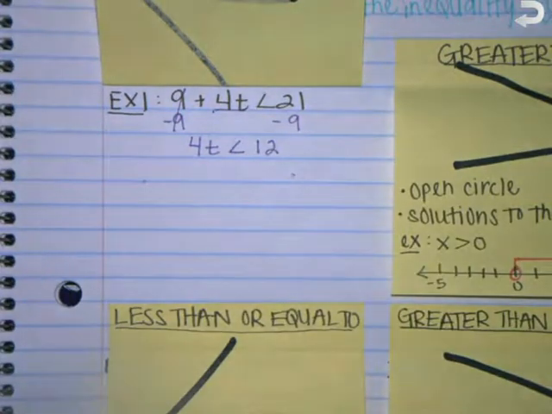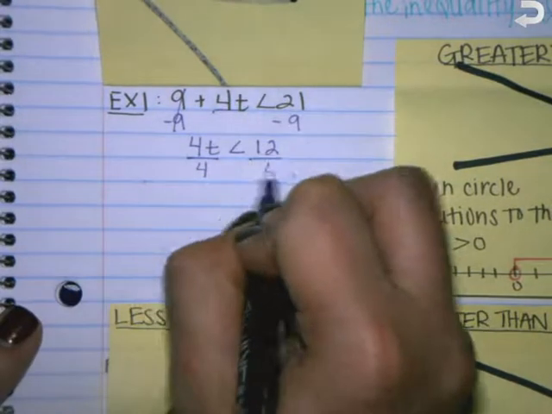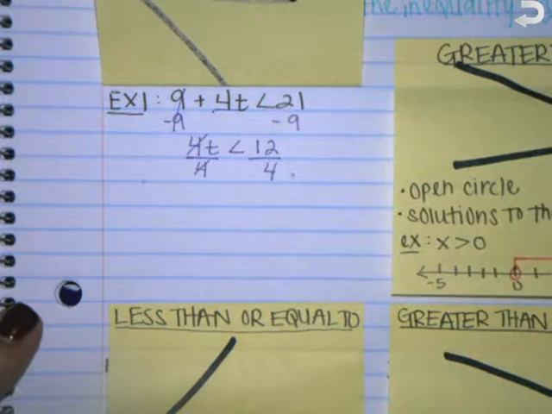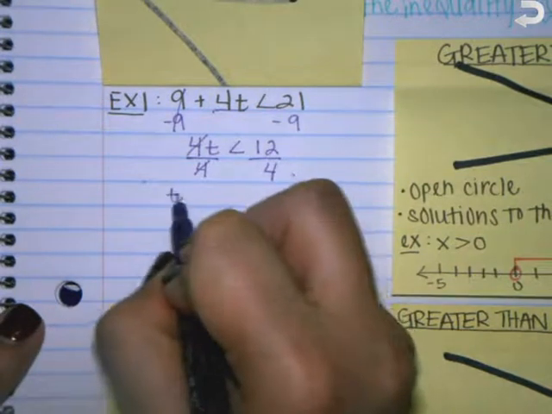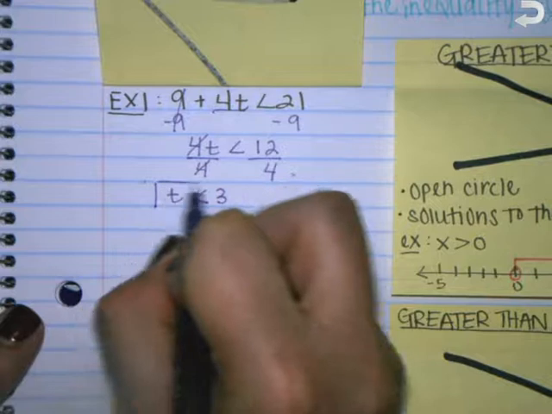Does subtracting flip the inequality? No, just multiplying or dividing. Okay? So just multiplying or dividing. What would you do next to solve for t? Divide by 4. That's a positive 4, so we do not have to flip the inequality. But we end up with t is less than 3. That's your algebraic solution.